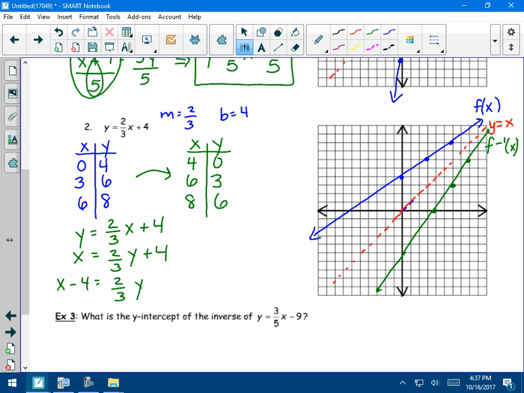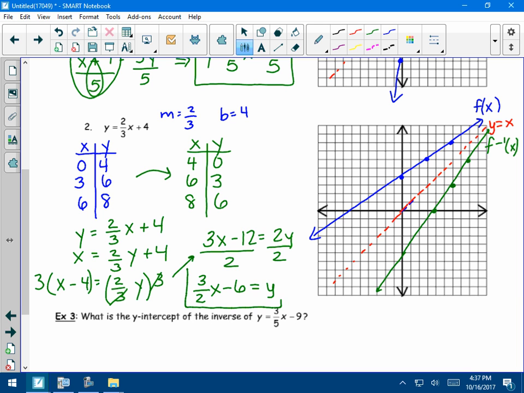You can either multiply by 3 halves, or start by multiplying by 3, which becomes 3x minus 12 equals 2y, because those cancel, and then divide by 2. So divide everything by 2, I get 3 halves x minus 6 equals y. Okay. Hopefully no questions. Makes sense?